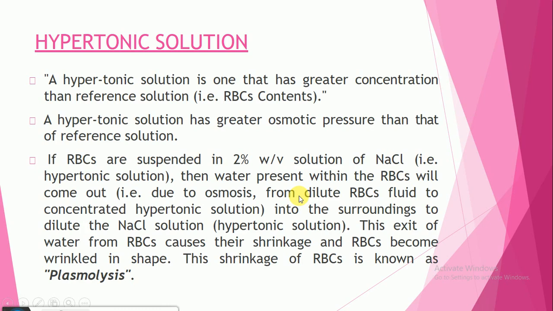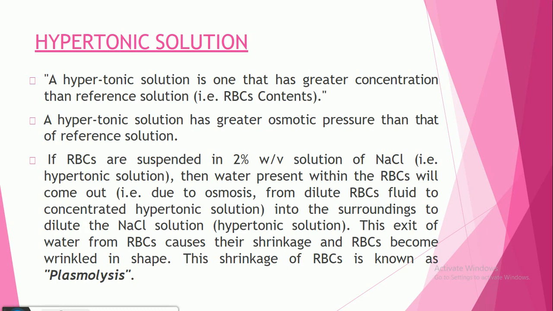So the situation is going to become hypertonic. It means the condition is going from dilute red blood cell fluid to concentrated. From the dilute RBC, the fluid leads toward the concentrated hypertonic solution, the surrounding NaCl solution. So this will draw water out of the RBC, causing shrinkage, and the RBC becomes wrinkled in shape.